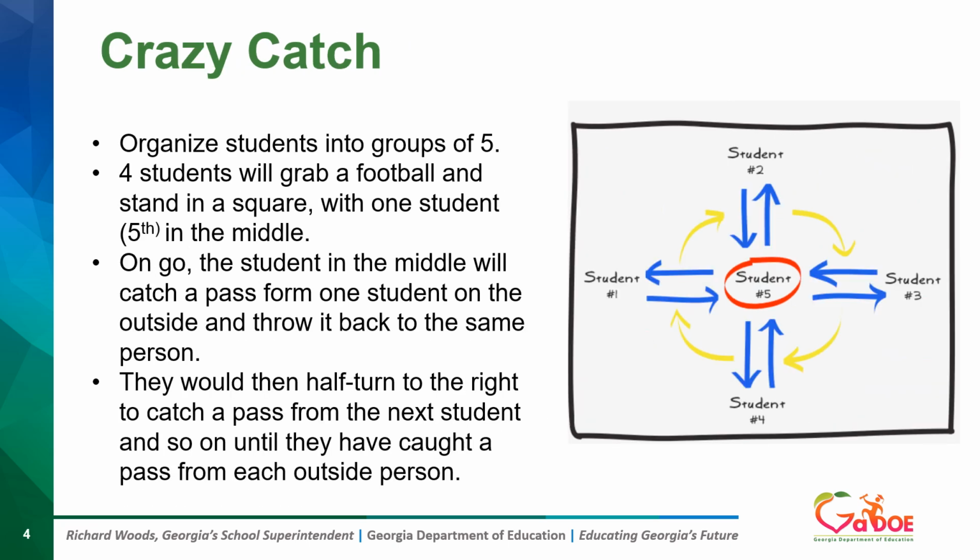The next activity is called Crazy Catch. You will have your students organize themselves into groups of 5. 4 of the students will grab a football or a foam ball or a frisbee or a yarn ball, whatever you would like to use, and they will stand in a square with the 5th student standing in the middle. On the word go, the student in the middle will catch a pass from one student on the outside and throw it back to the same person.